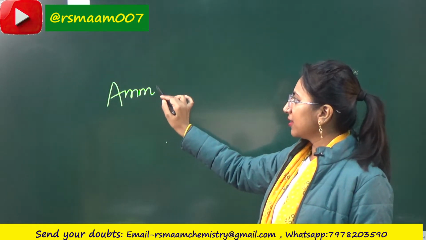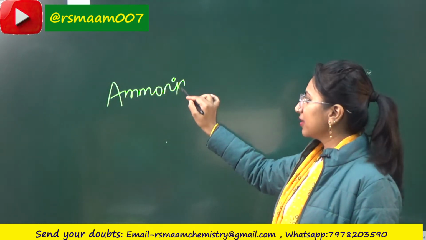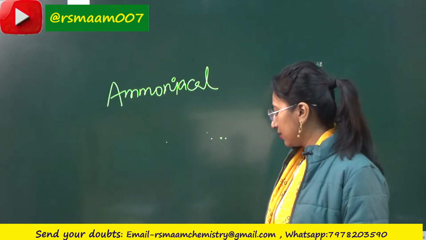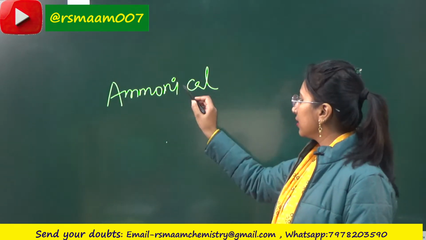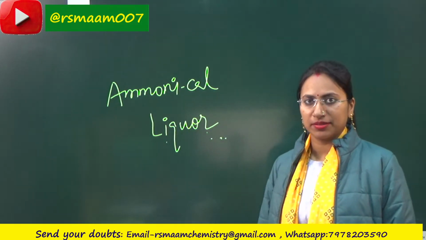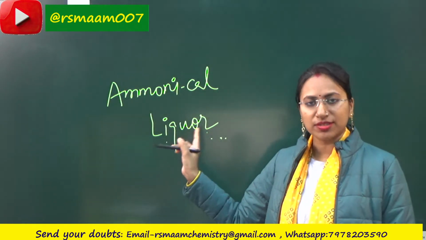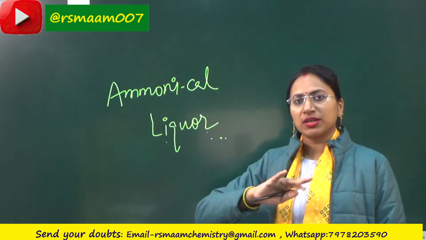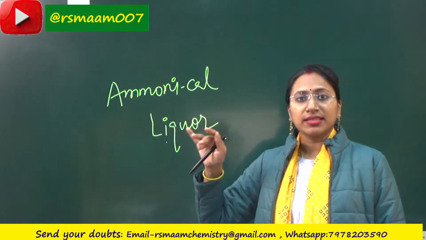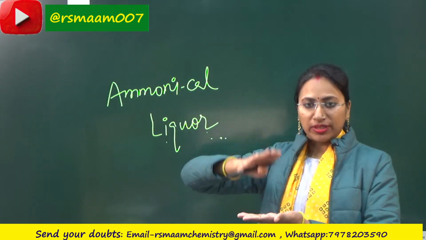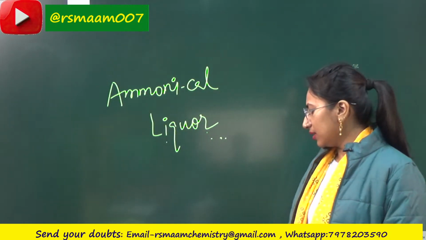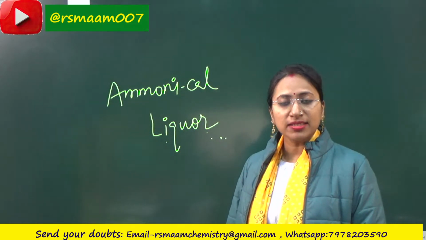A-M-M-O-N-I-A-C-A-L, liquor, L-I-Q-U-O-R. This is the spelling, ammoniacal liquor. This is the solution, the water soluble part which comes out from the destructive distillation of coal. And the residue which settles down beneath that solution is coal tar. What are the components of coal gas?